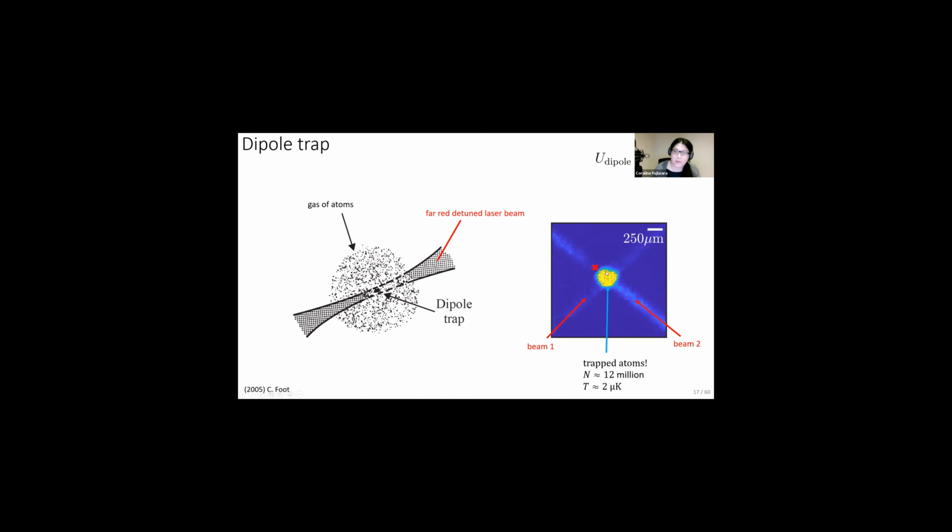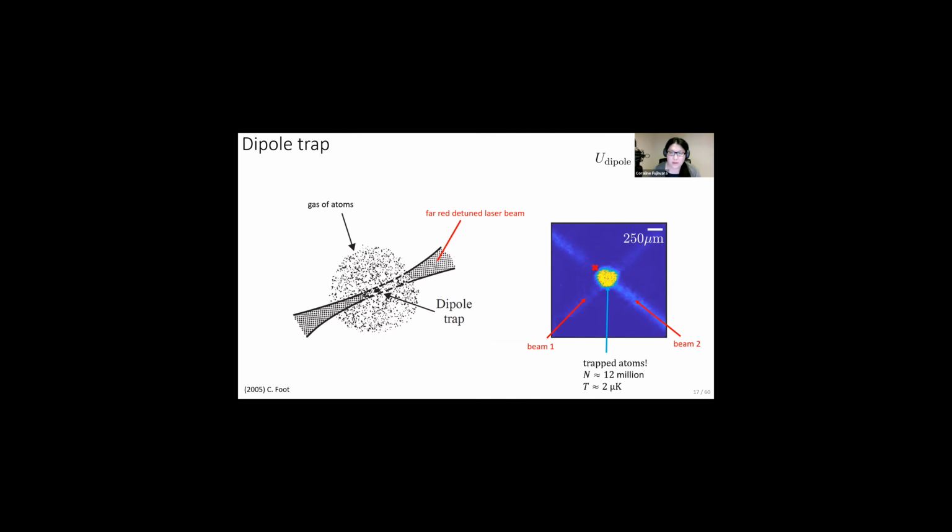This image corresponds to around 12 million lithium atoms, and they're at a temperature of 2 microkelvin. So that's 1,000 times colder than I was showing you a few slides ago. So this is great, and it's a picture of some atoms. This is actual scientific data.